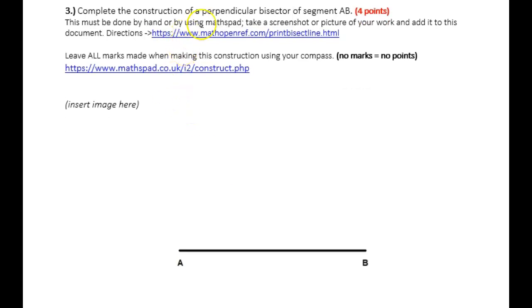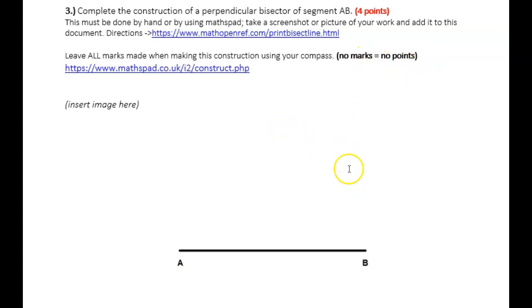Number 3, complete the construction of a perpendicular bisector of a segment AB. This must be done by hand or by using MathsPad. We went over this in class and we did this exact construction. Take a screenshot or picture of your work and add it to this document. Leave all of your marks when making the construction using your compass. No marks equals no points.